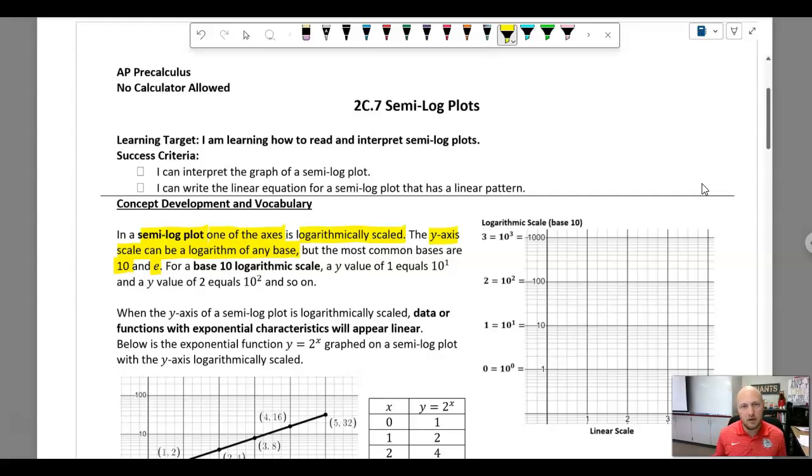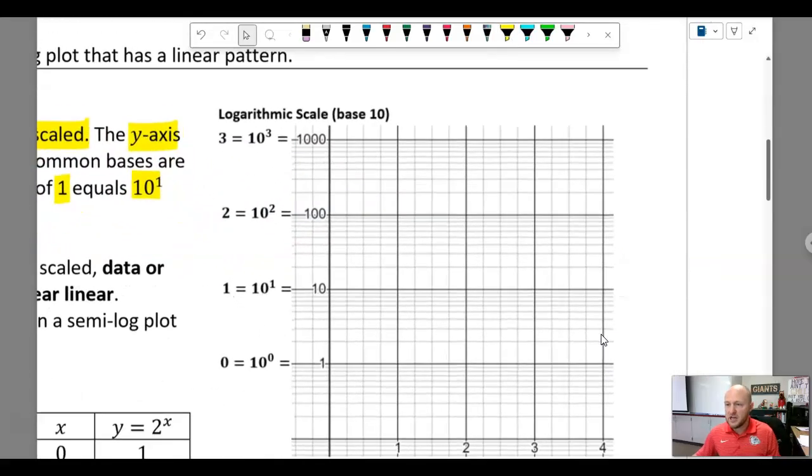For a base 10 logarithmic scale, a y value of 1 is equal to 10 to the power of 1. And a y value of 2 is equal to 10 to the power of 2, so on and so forth. And you can see an example of a logarithmic scale right here. And logarithmic scales look pretty interesting.